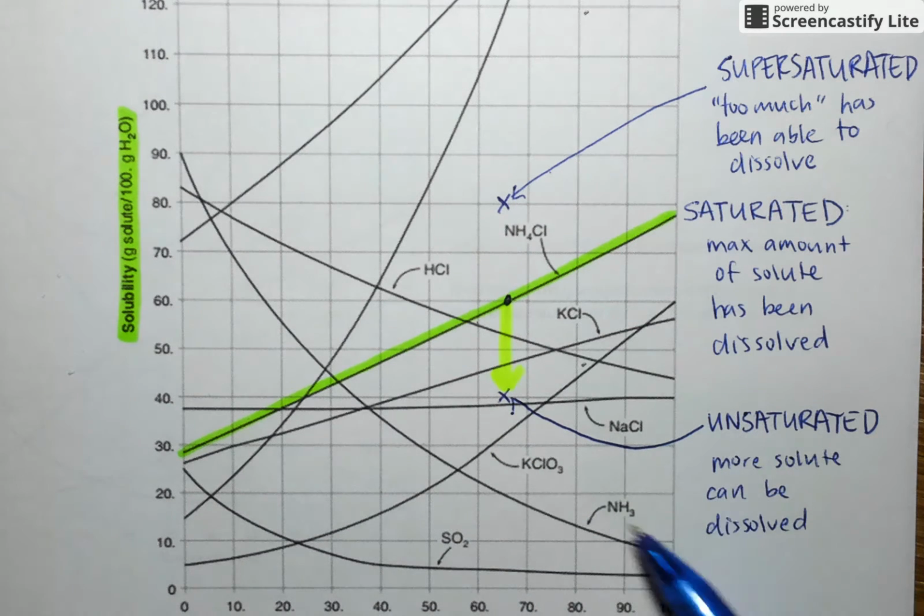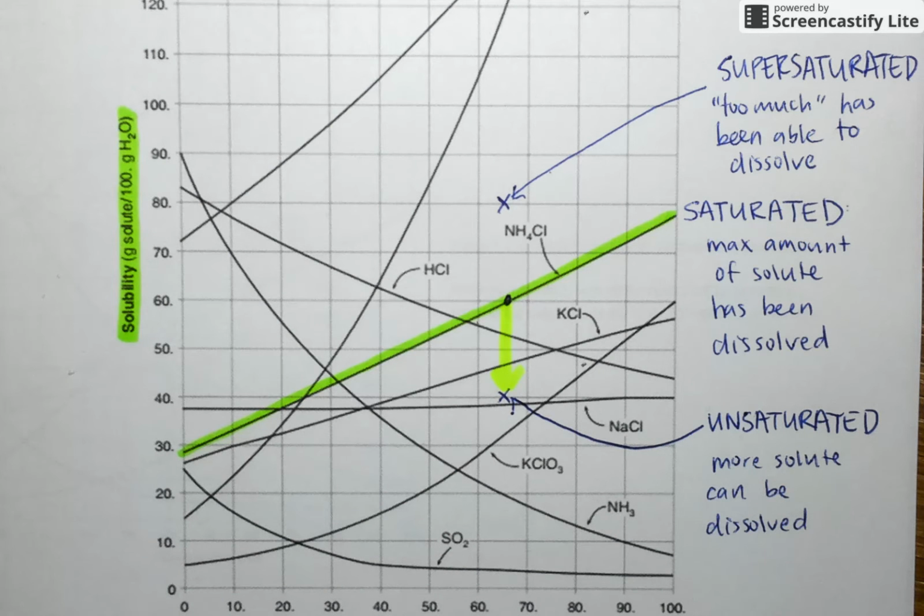A lot of the stuff that we were making earlier in the unit, when you made lemonade and that kind of thing, those were unsaturated solutions. Much more lemonade powder could have been added to our lemonade drink, but it would have tasted really nasty to make a completely saturated solution of lemonade.